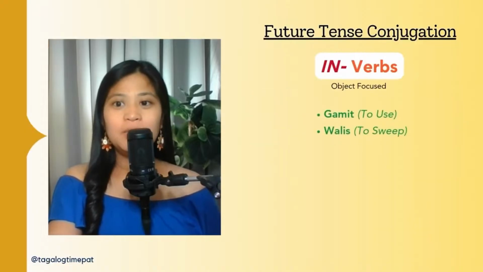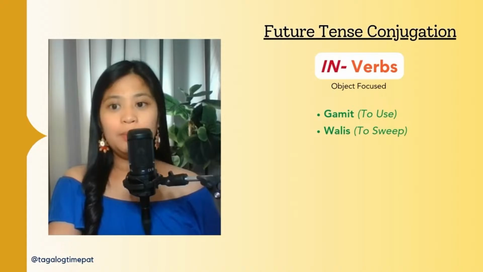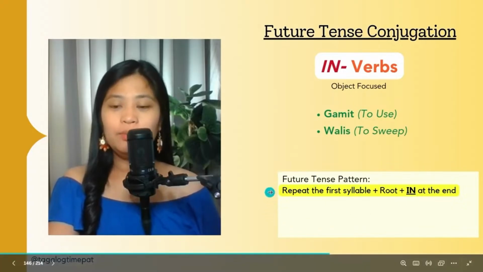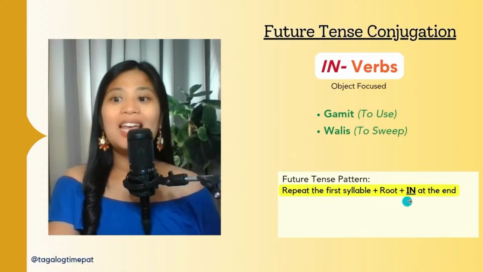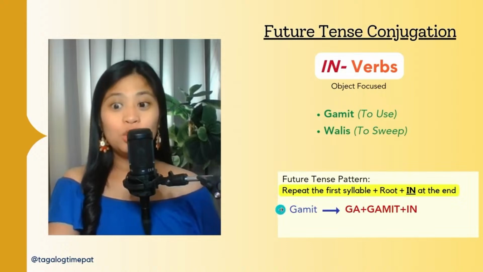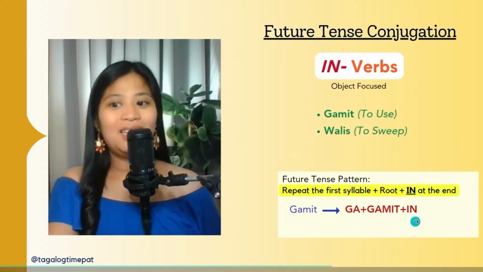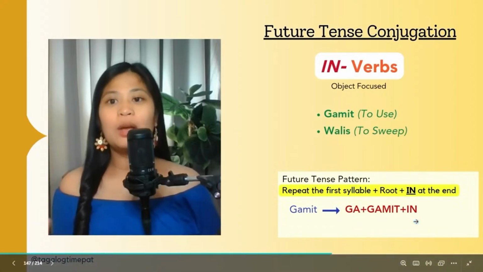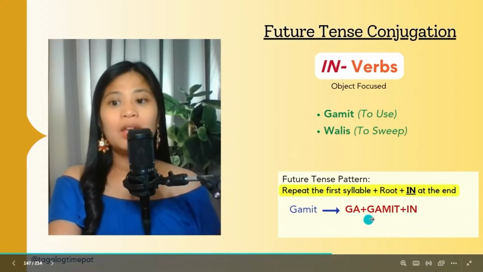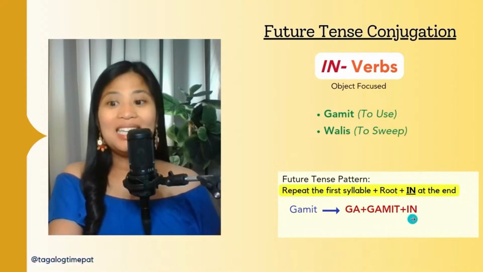Then in verbs, some examples are gamit, to use, and walis, to sweep. The pattern for future tense conjugation of in verbs is that you repeat the first syllable, then it's the root, then in goes at the end. Take the word gamit, which means to use. In the future tense, it would be gagamitin. Gagamitin ko yung kotse. I will use the car. So you repeat the first syllable, then the root, then in at the end.